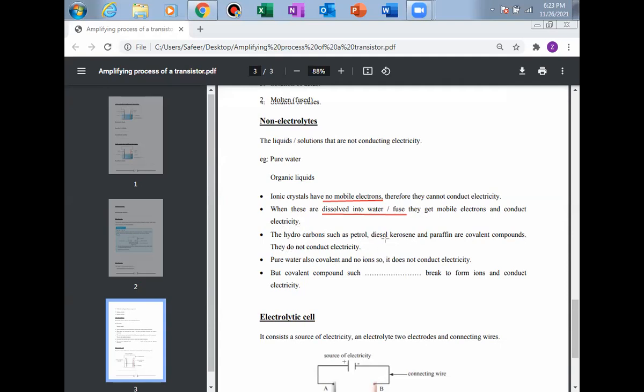Hydrocarbons mean our organic matters, carbon, hydrogen, oxygen compounds. Hydrocarbons like petrol, diesel, kerosene, paraffin, which means wax, have covalent bonds. They are covalent compounds. Because of that, they do not conduct electricity. Here it is given, ionic bond conducts electricity, but covalent bond won't conduct electricity.